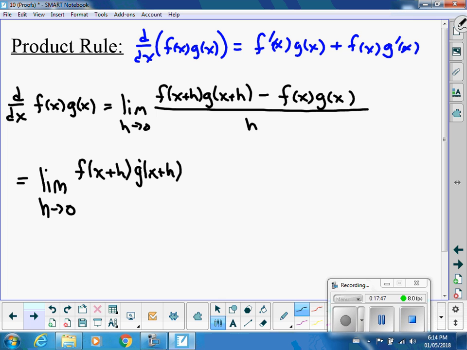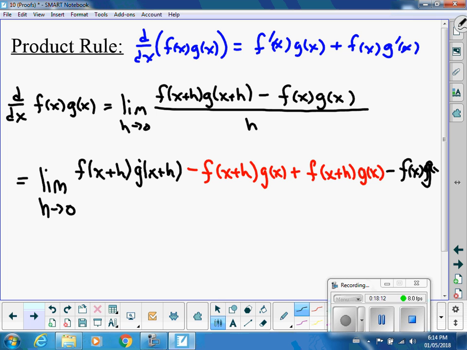So what I'm going to put in the middle here is I'm going to subtract f of x plus h times g of x and add it at the same time. Minus f of x, g of x. Apologize, I kind of ran out of room there. Or h.